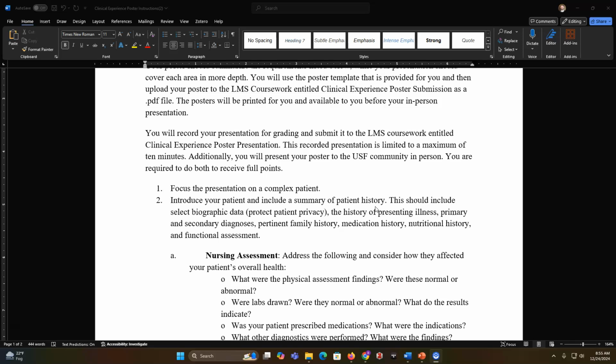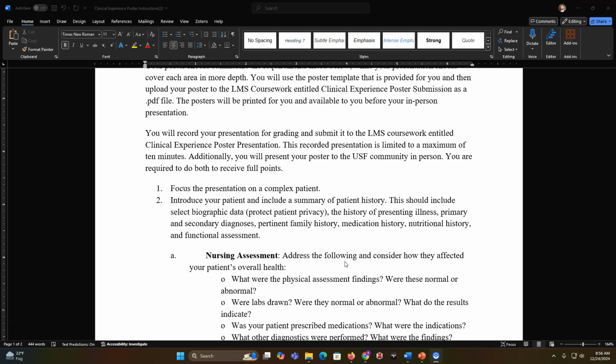But you will get into a patient history. Tell them a little bit about their background, their ethnicity or whatever matters in your patient situation. Tell them about the presenting illness, primary and secondary diagnosis or more, and then family history, medication history, nutritional history, and functional assessment.